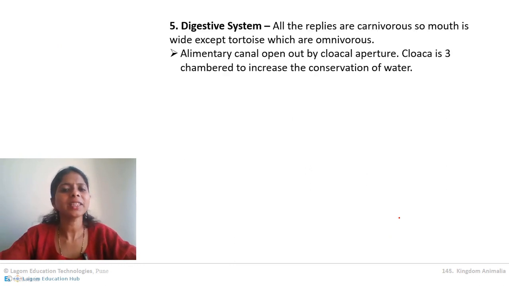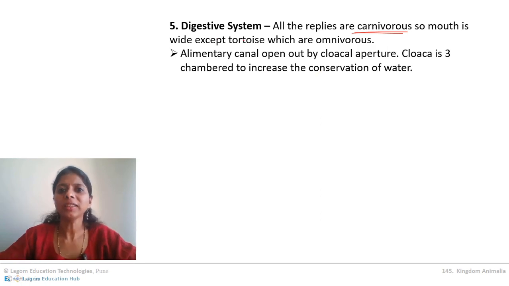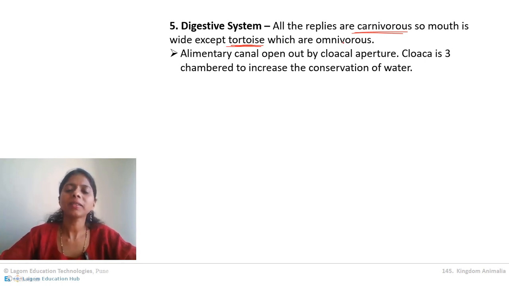Now next, when we consider the digestive system, it is a little bit different from all other animals. Basically, reptiles are carnivorous animals. Snake carnivorous, crocodile carnivorous, okay, but only tortoise or turtles are omnivorous. Basically they feed on jellyfish, okay, but they can even eat plants, leaves, etc. So they are basically omnivorous.